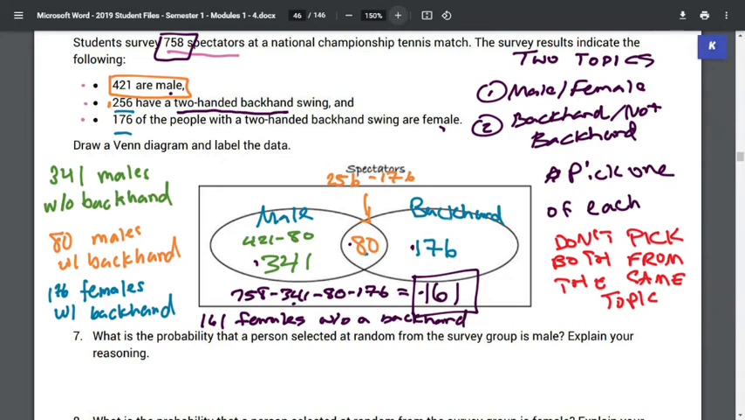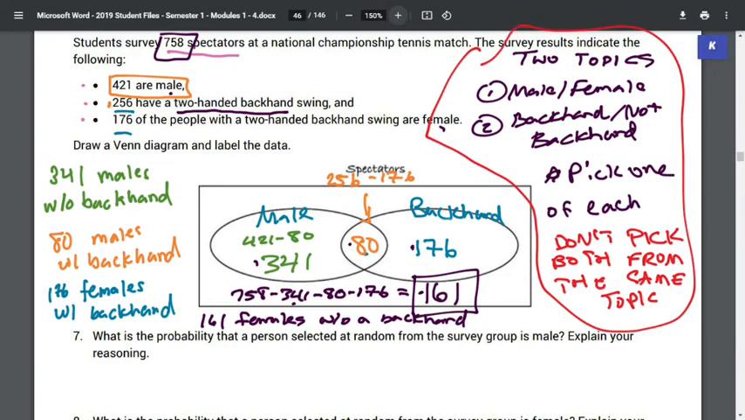So like I said, this is the most important part of these problems. If you cannot get the Venn diagram straight or get that correct, then the rest of the numbers that you get aren't going to be able to match. The most important thing from this is this part right here, labeling the names of your two bubbles.